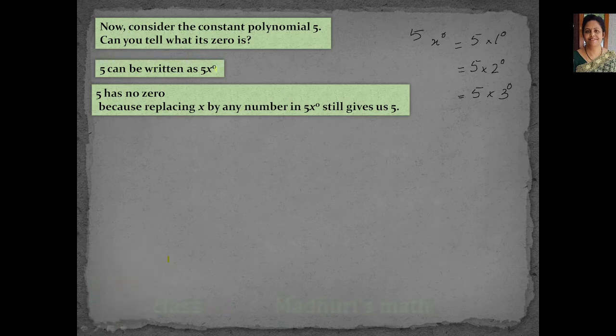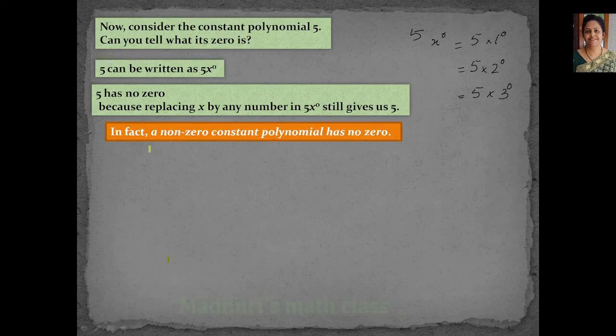So 5 can be written as 5x raised to 0. 5 has no 0 because replacing x by any number in 5x raised to 0 still gives us 5. So 5 has no 0. A constant polynomial has no 0. In fact, a non-zero constant polynomial has no 0.